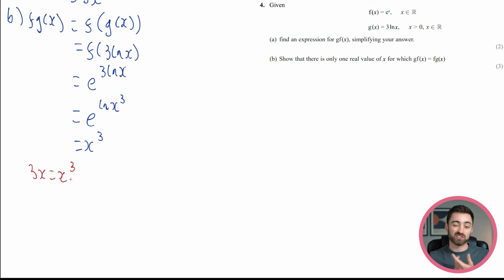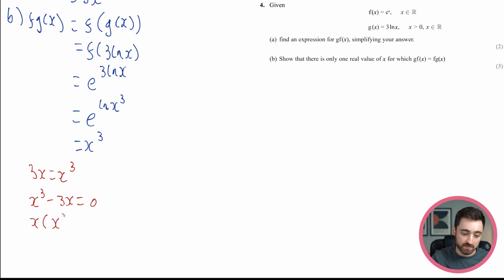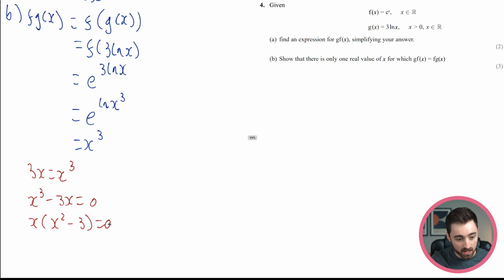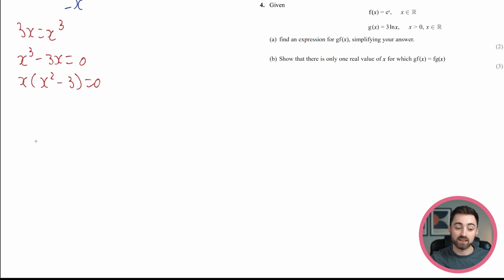I'm going to take this 3x onto the right-hand side, just stick everything equal to 0. So I'm going to get x cubed minus 3x equals 0. Take a common factor of x out to get x times (x squared minus 3) equals 0. What now? Well, we either have x equals 0 or x squared minus 3 equals 0.